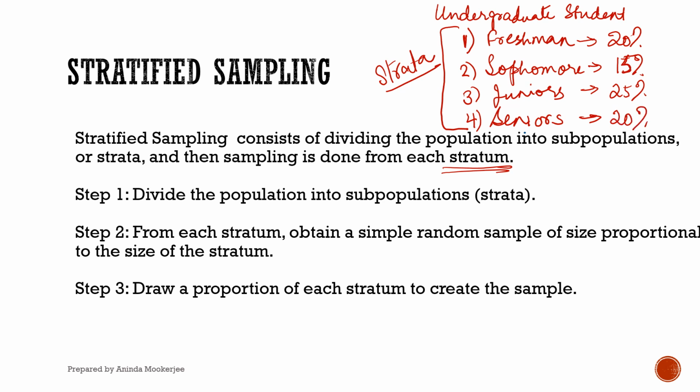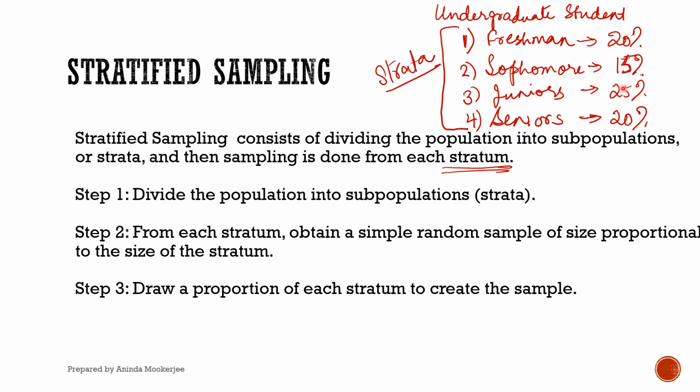And create our sample. All right, so that means if there are 500 freshman students enrolled, we get 20% of the 500 and randomly pull those students into the sample. Then if there are 200 students in sophomore, we pull 15% from the sophomore group, from the sophomore stratum, and pull them into the sample.